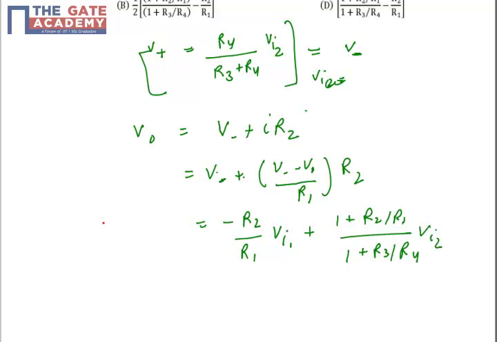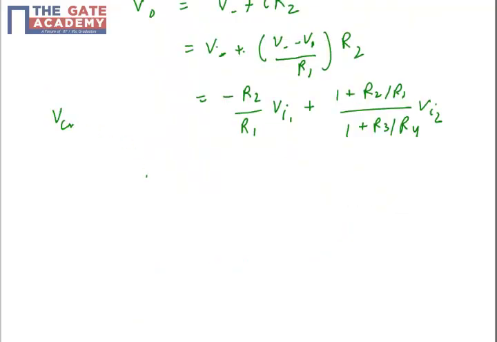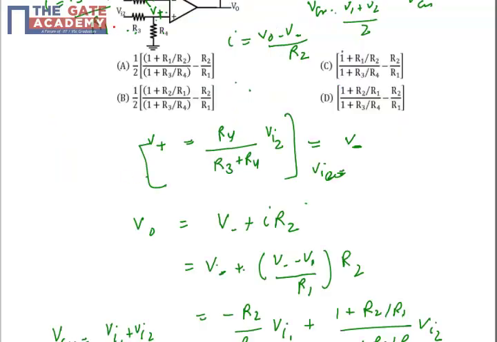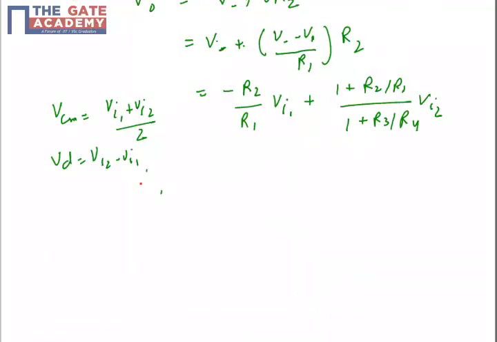And you know that in the case of op-amp, the common mode voltage VCM will be (VI1 plus VI2) by 2, and my differential voltage VD will be VI2 minus VI1, because VI2 is the voltage at the non-inverting terminal, so differential voltage is non-inverting voltage minus inverting voltage.